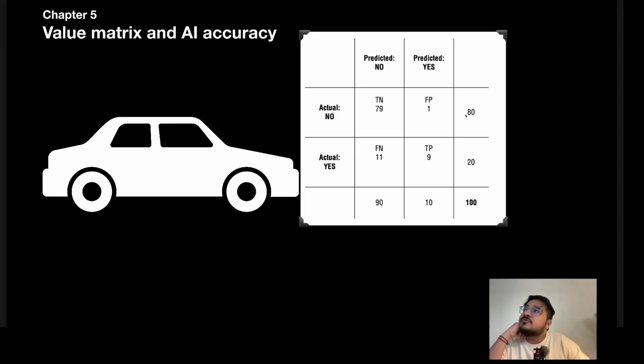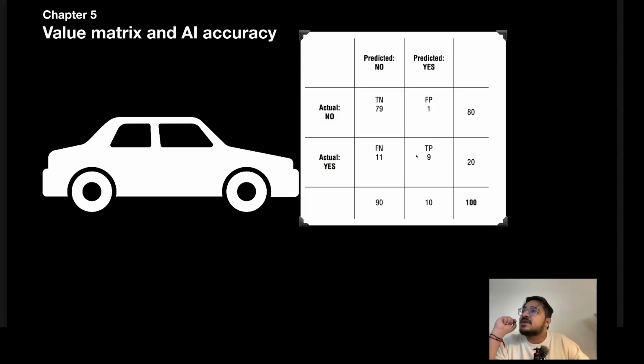So out of these 80, when there was actually no problem in the car, AI at that decision point was right 79% of the time. Only one time it predicted there is a problem in the car. Only one false positive was there.